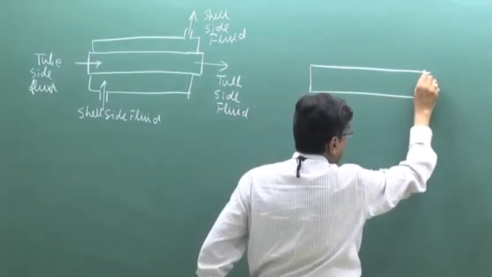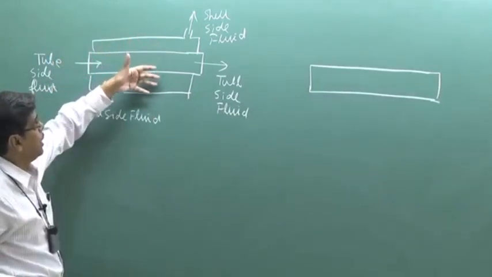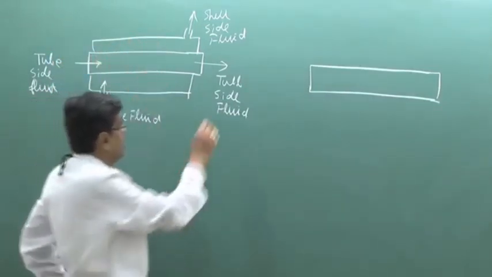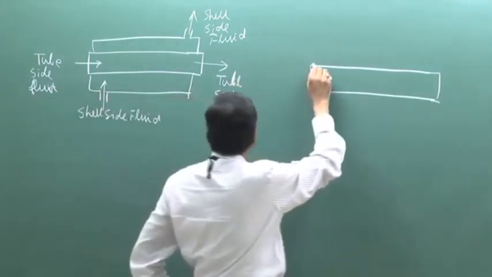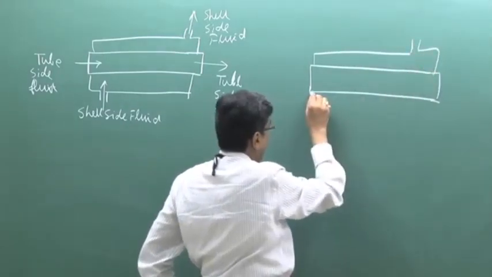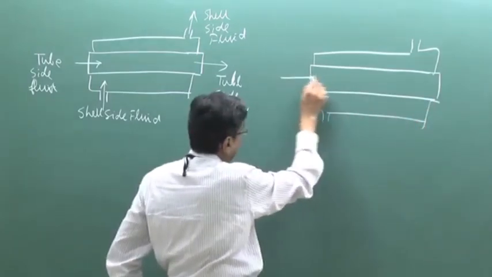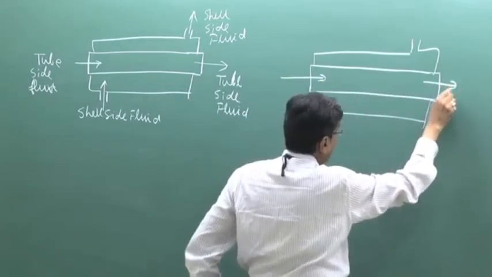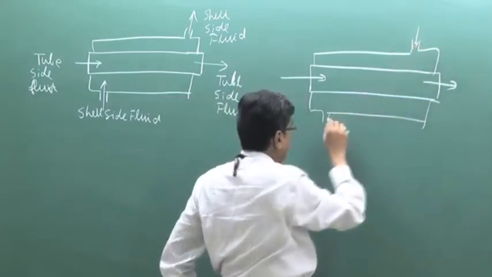Let us also draw side by side the parallel counter flow arrangement. This is the parallel flow, where both the shell side fluid and the tube side fluid flow in the same direction. I am not writing the tube again. This is a counter flow type, shell end.